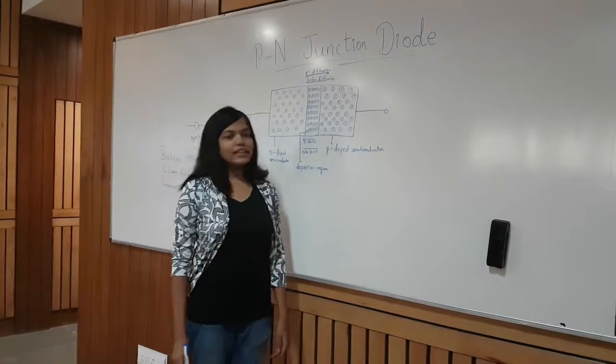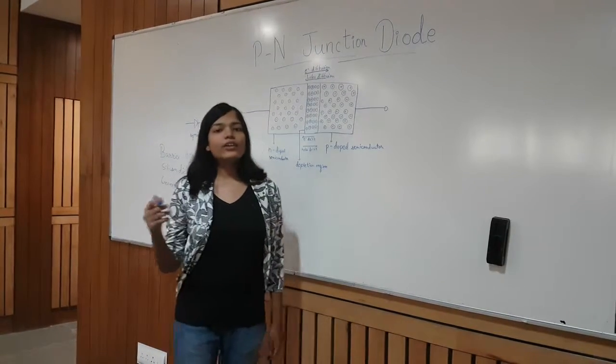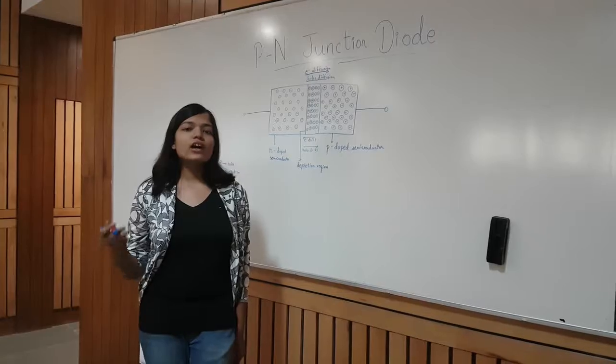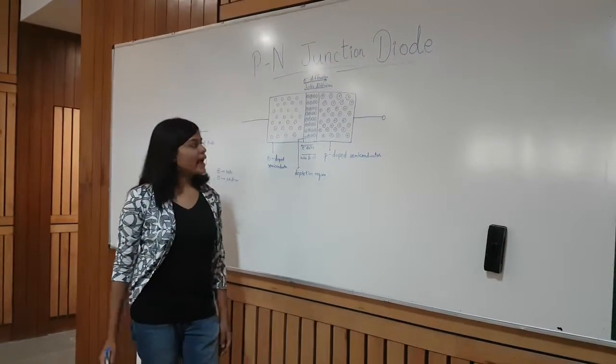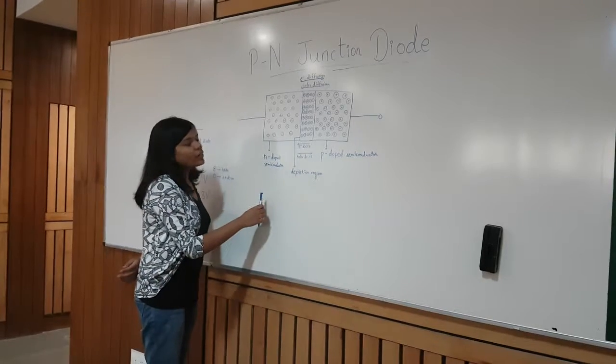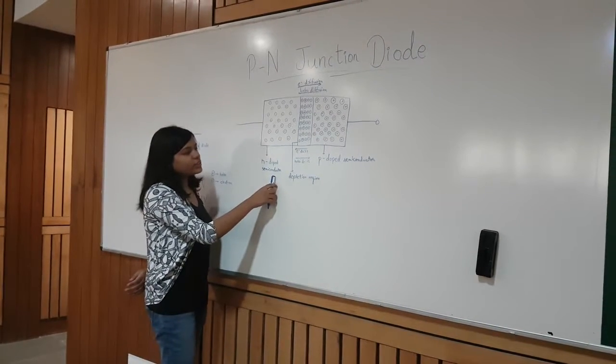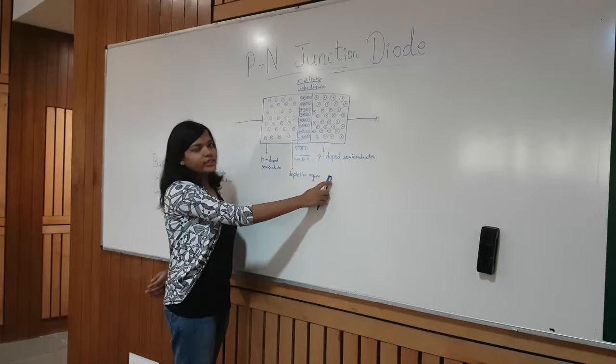Diode. So what is a PN junction diode? A diode is a device which allows only unidirectional flow through its terminals. So why does it happen? A PN junction diode is formed of an N-doped semiconductor side and a P-doped semiconductor side.